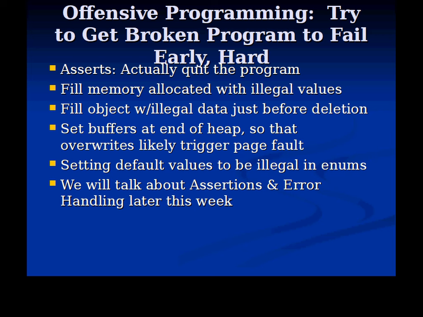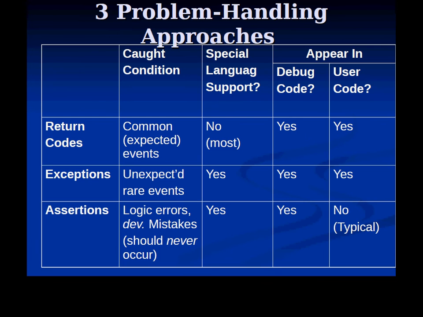If you're dealing with an enumerated value, you set instances of it to use an illegal value so that if it's just using the default, it'll be caught. So assertions and error handling are key components of writing robust code. And they're components that will be tested in this course, not primarily in the sense of an exam, but in the sense of the deliverables.